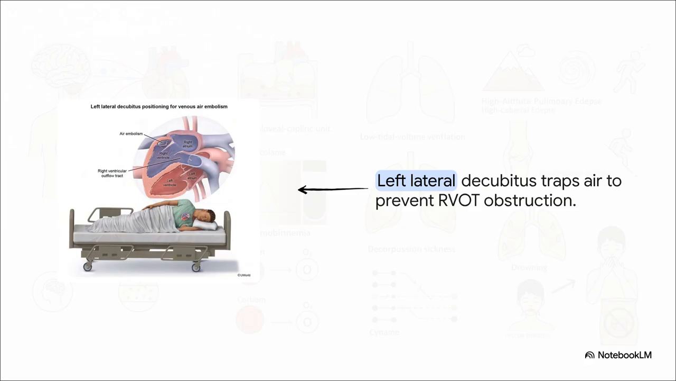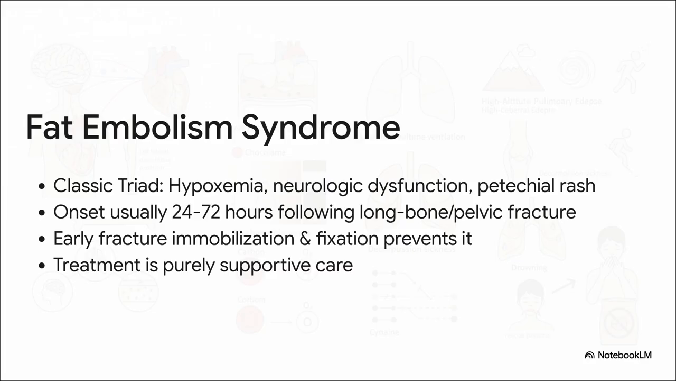Now, if it's an arterial air embolism or a severe venous case, you're going to need hyperbaric oxygen therapy if it's available. Moving to fat embolism syndrome. The exam loves testing this exact timeline. It classically hits 24 to 72 hours after a long bone or pelvic fracture, an orthopedic procedure, pancreatitis, or a sickle cell crisis. Look for the clinical triad: hypoxemic respiratory distress, neurologic dysfunction, and a petechial rash on the head, trunk, or subconjunctiva.